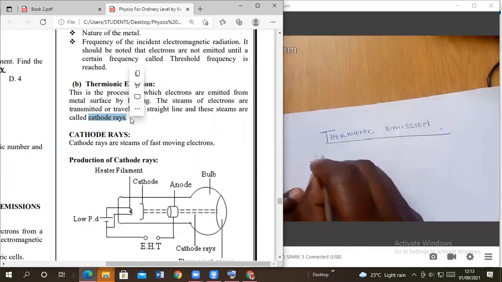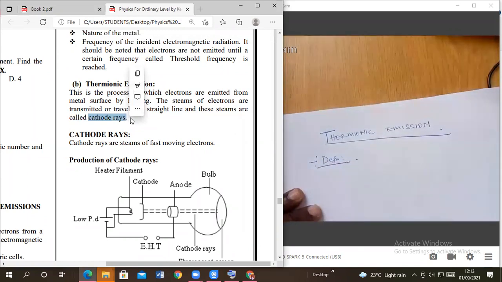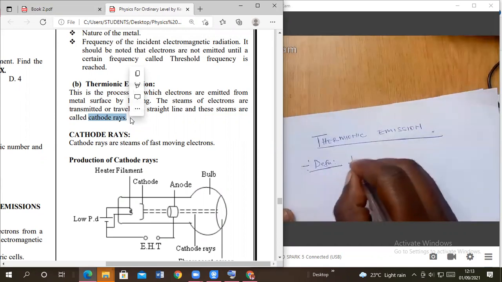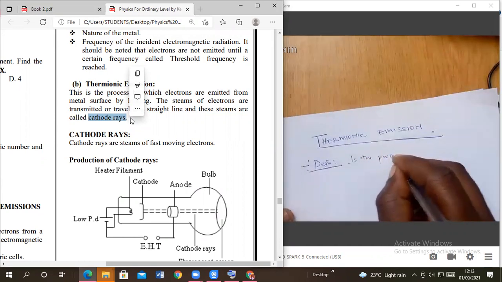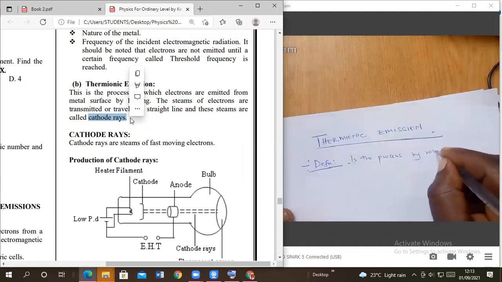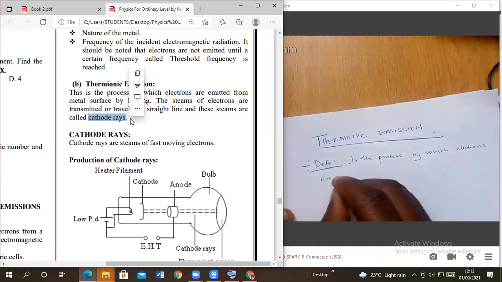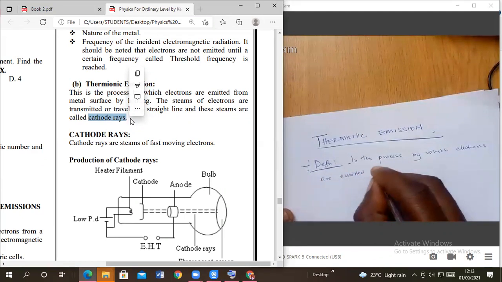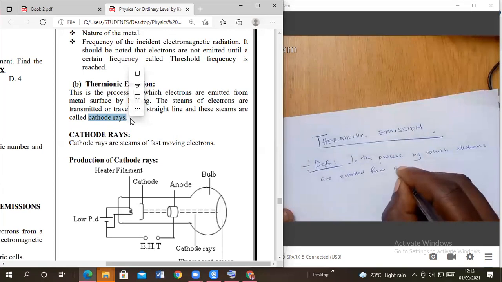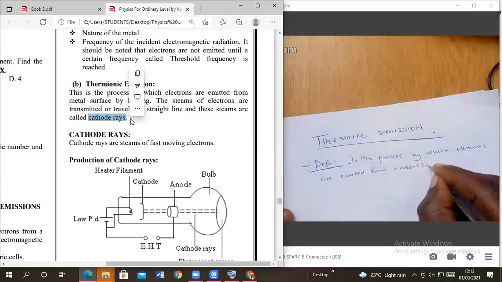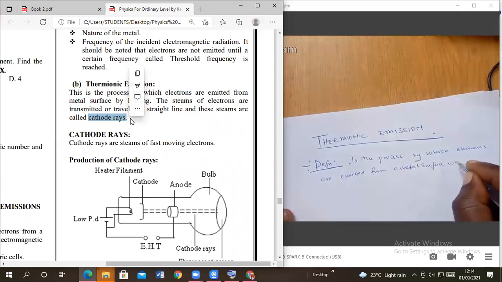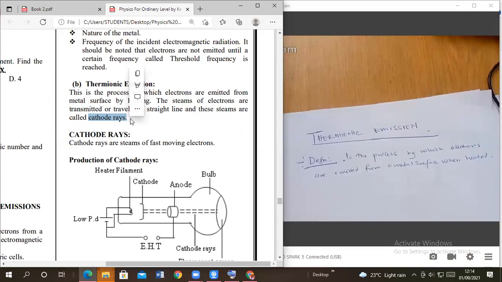As you are summarizing, the definition must be important. If you have not written the definition, please write it. Thermionic emission is the process by which electrons are emitted from a metal surface when heated, full stop. Now, when a metal surface is heated, it produces cathode rays.